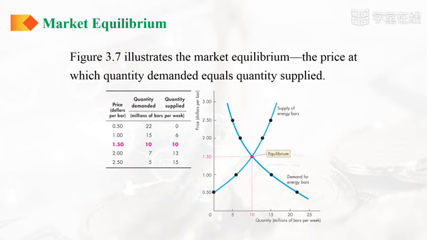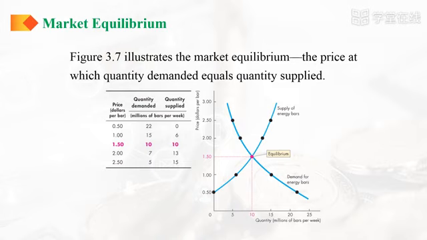Figure 3.6 shows the market for energy bars. The table shows the demand schedule from Figure 3.1 and the supply schedule. If the price is $0.50 a bar, the quantity demanded is 22 million bars a week, but no bars are supplied. There is a shortage of 22 million bars a week. The final column of the table shows this shortage. At a price of $1 a bar, there is still a shortage, but only of 9 million bars a week.